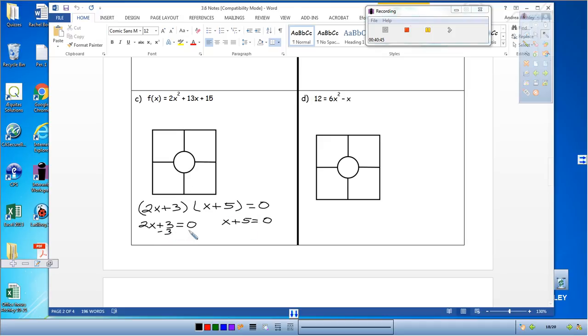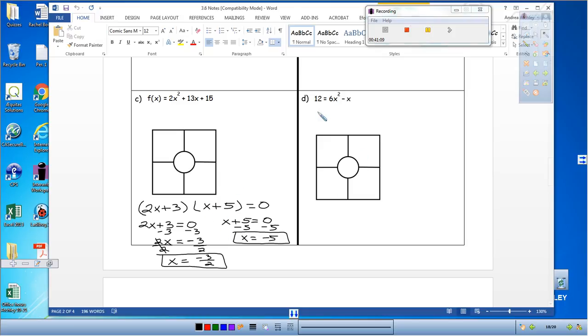You're going to subtract 3 from both sides. You're going to get 2x equals negative 3. You'll divide by 2. You're going to get x equals negative 3 over 2. Here you're going to subtract 5 from both sides. And you're going to get x equals negative 5. So your two x-intercepts are negative 5 and negative 3 over 2. Any questions over that?